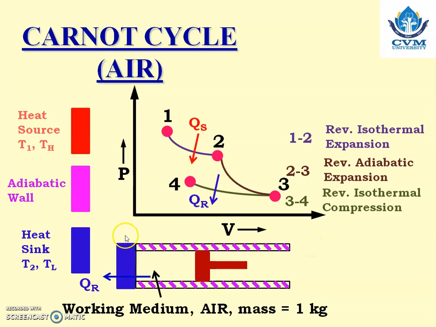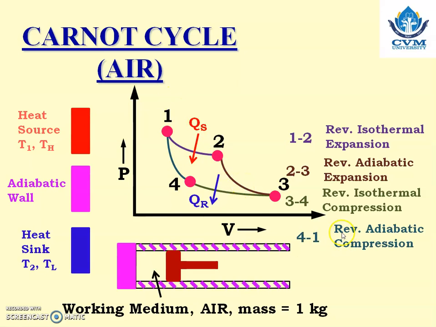Now again, the heat sink is removed and the adiabatic wall is placed, and due to that, there will be no heat rejection, but the piston will continue to move from the middle of the cylinder to the left hand side. It will reach the initial condition, that is state number 1. That process is known as the reversible adiabatic compression process.